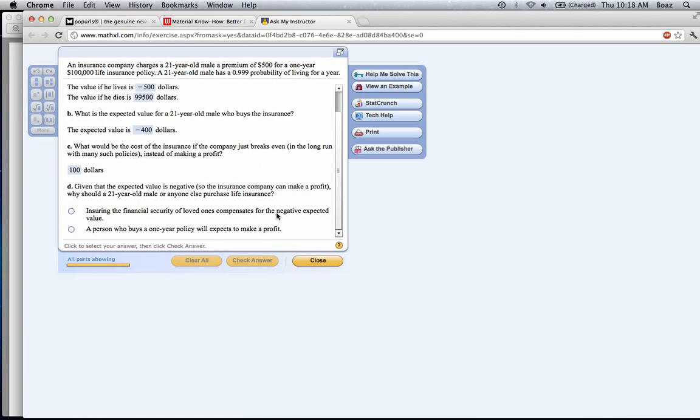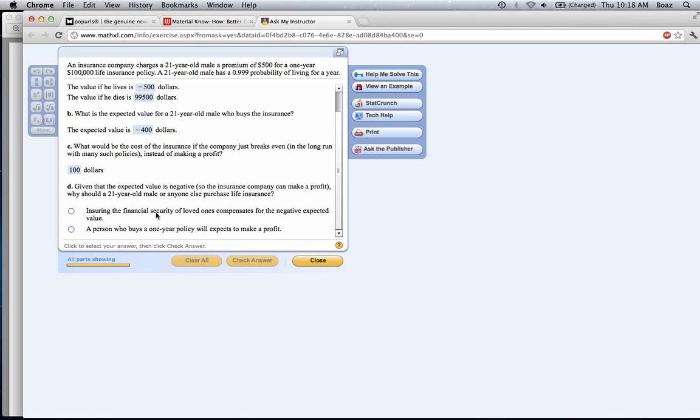Now, why would he want to buy this life insurance policy? Well, why does anybody buy insurance? It's in case something happens, that they have money to pay for their expenses. Health insurance, you buy health insurance, not hoping that you're going to get sick, but knowing that if you do, you'll be taken care of.